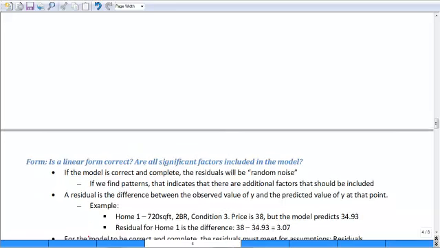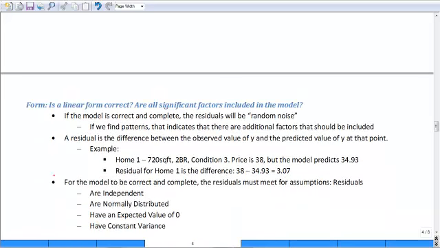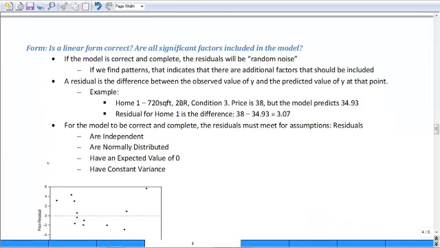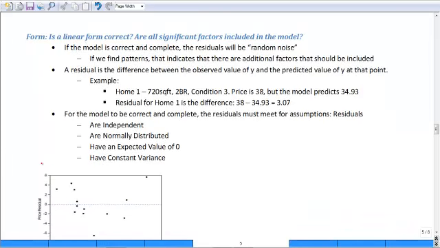The final thing that we have to do under step 4 is check to see whether the form of the model is correct. And along with that, we're also checking to see if our model is picking up all of the information in the data. Are we including all of the factors that we need to include in the model? If that's the case, then the residuals are simply going to represent random noise. If we see patterns in the residual, that means that there's an additional factor that should be included, or potentially that we've got a nonlinear relationship that we need to adjust.